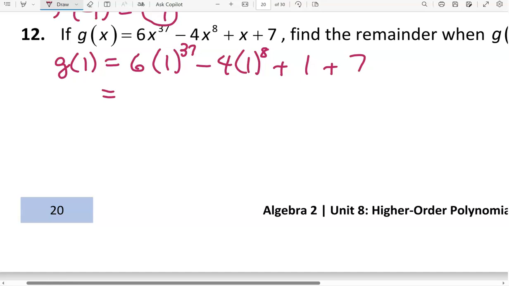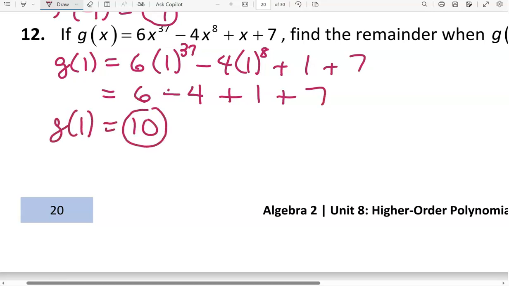And 1 raised to any power is 1. So 6 times 1 is 6. 4 times 1 is 4. And now we just need to add: g of 1 is 10. So 10 is the remainder when we divide by x minus 1.